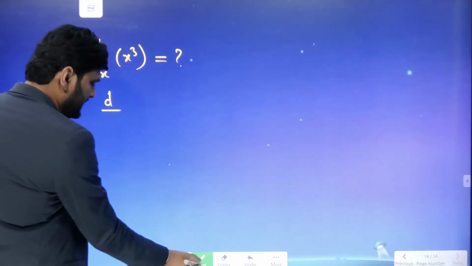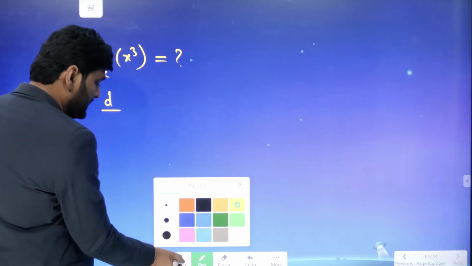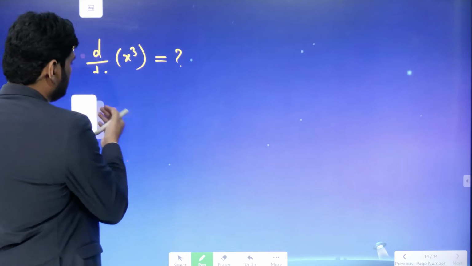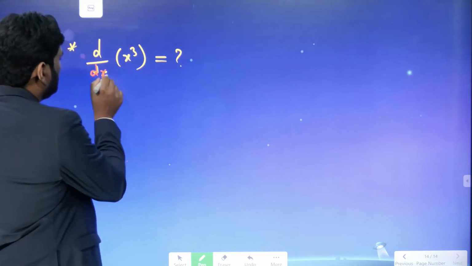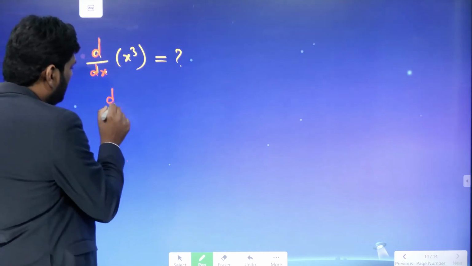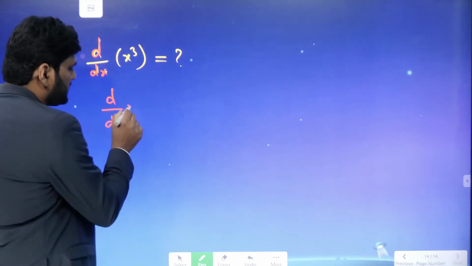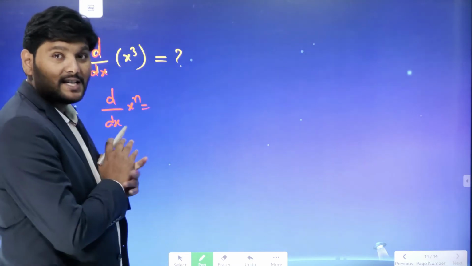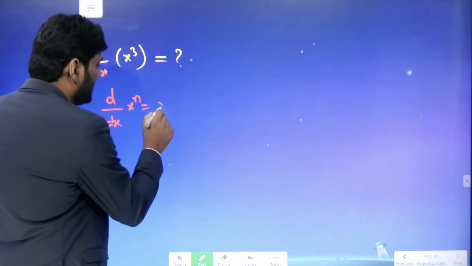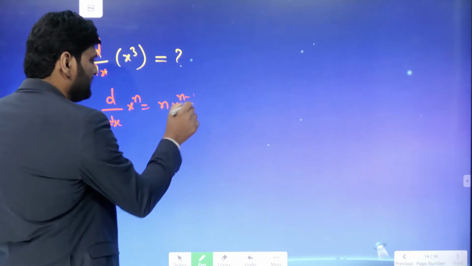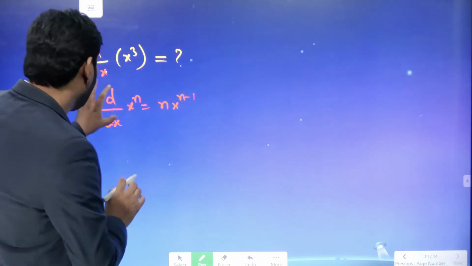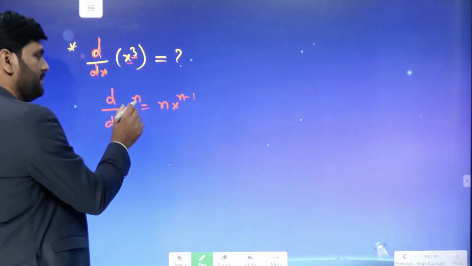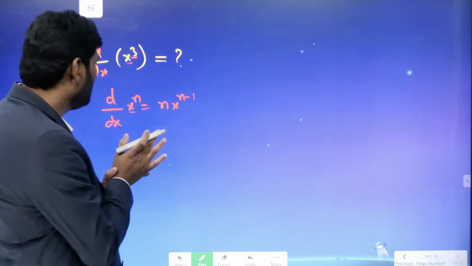Let us write the formula. Which formula will we use here? The d by dx of x power n formula is, you know already, we did it last class, n into x power n minus 1. So it is the same kind, right? Here we have x with power 3, there the power is n. Both are the same.